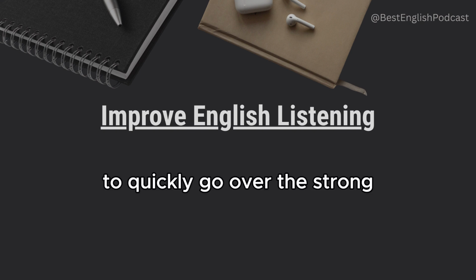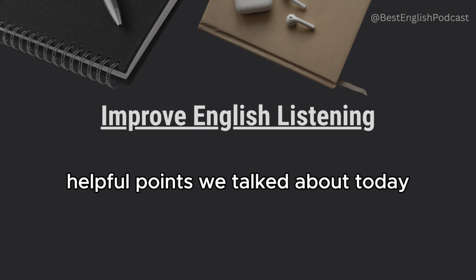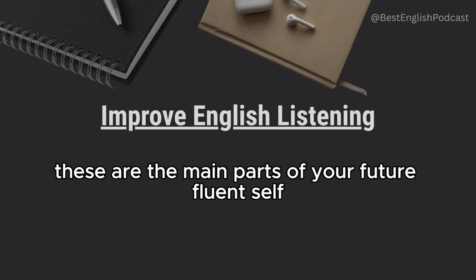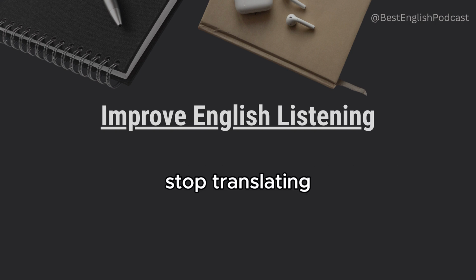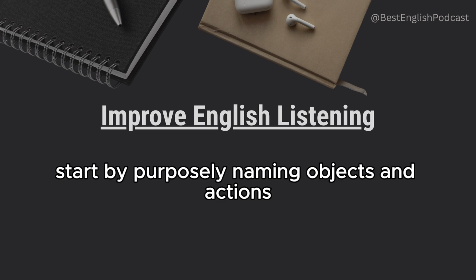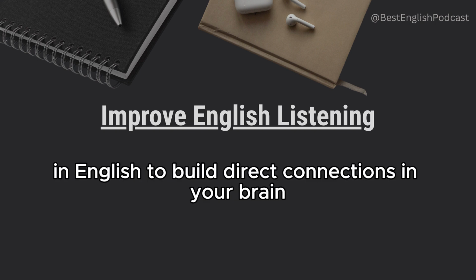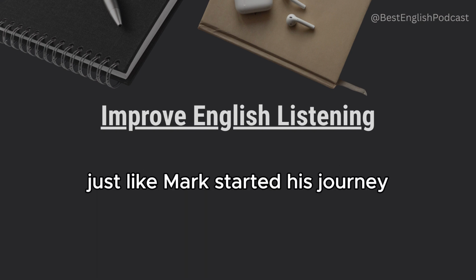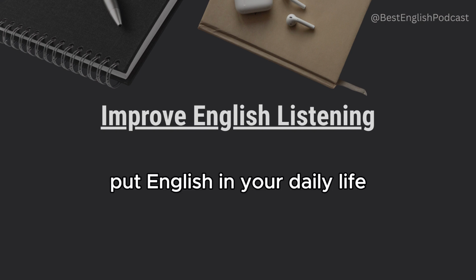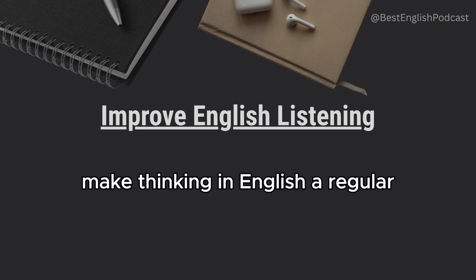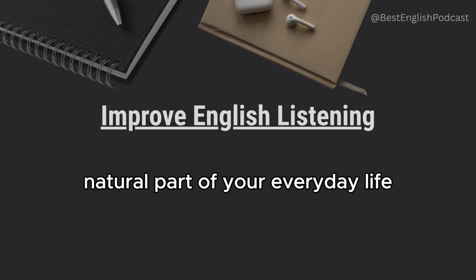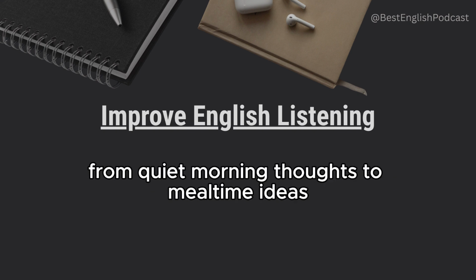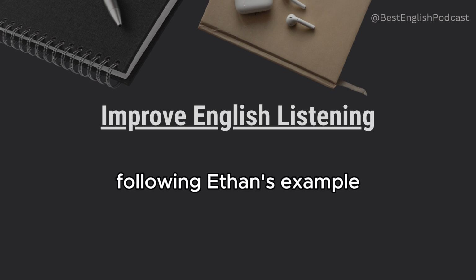To quickly go over the strong, helpful points we talked about today, these are the main parts of your future fluent self. Stop translating. Start by purposely naming objects and actions in English to build direct connections in your brain, moving past the need to translate from your native language, just like Mark started his journey. Put English in your daily life. Make thinking in English a regular, natural part of your everyday life, from quiet morning thoughts to mealtime ideas, following Ethan's example.